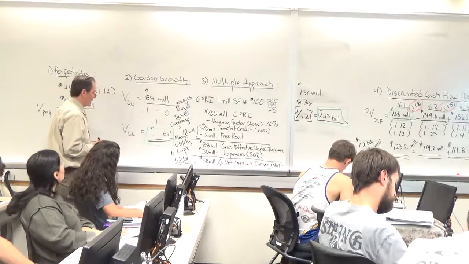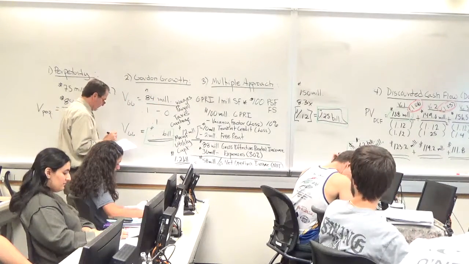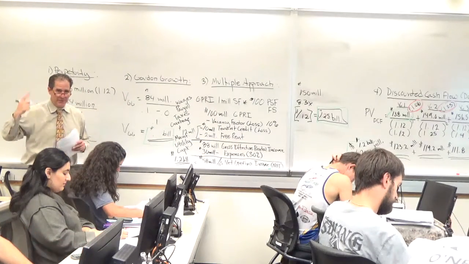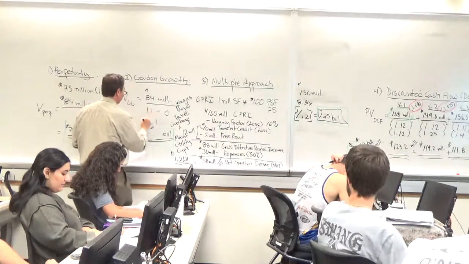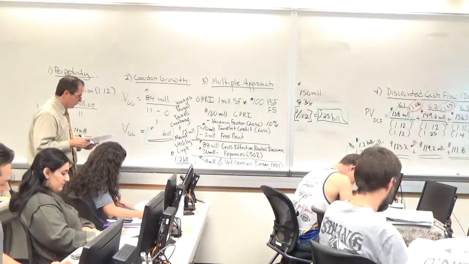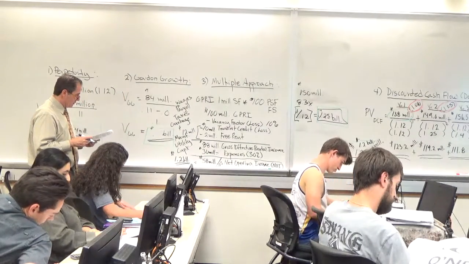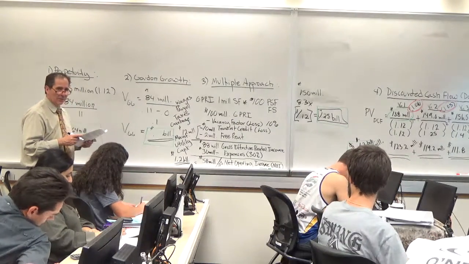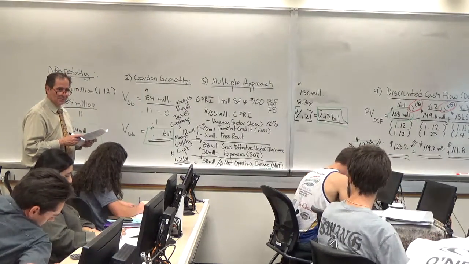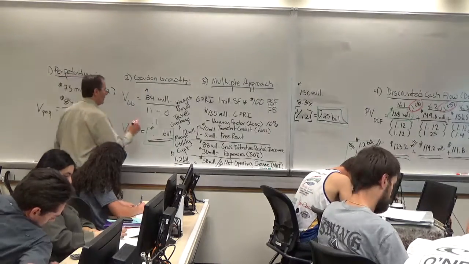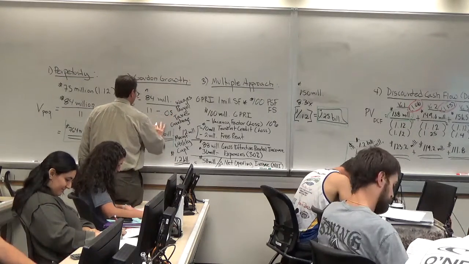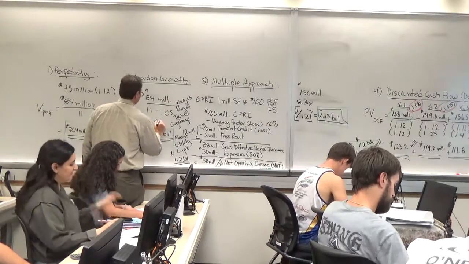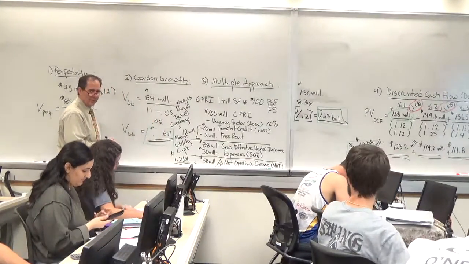Okay. All right. And what's the discount rate? I'm asking the questions to make sure everybody's following. 11%. And what's our constant growth rate assumption? What's the constant growth rate assumption? 5%. What's 11 minus 0.05? 0.06. What's 84 million divided by 0.06?